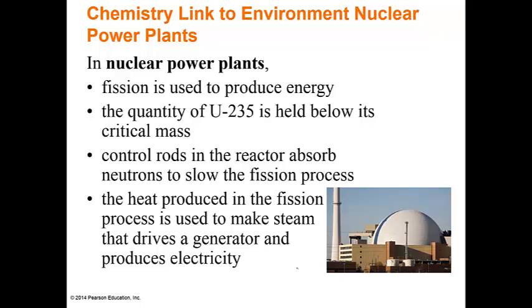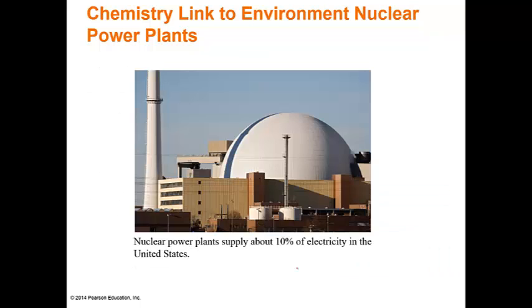So if we look at nuclear power plants, fission is used to produce energy. The quantity of U-235 is held below its critical mass, so it doesn't explode. Control rods in the reactor absorb neutrons to slow the fission process, to control it. And the thing that happened in Japan is those rods kind of melted and sealed in, so they couldn't be removed, to stop a partial meltdown of those reactors. The heat produced in the fission process is used to make steam that drives a generator and produces electricity.